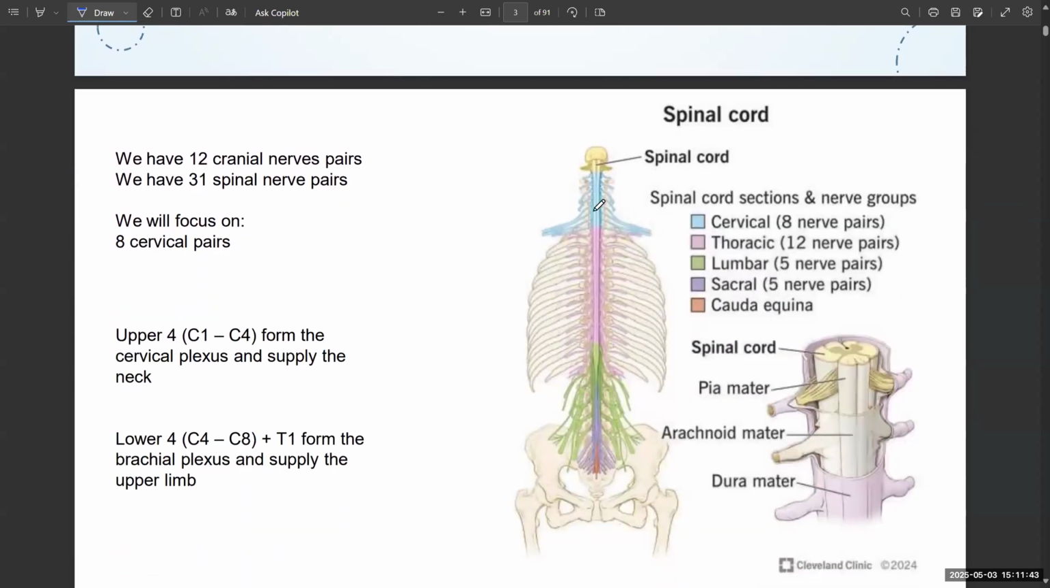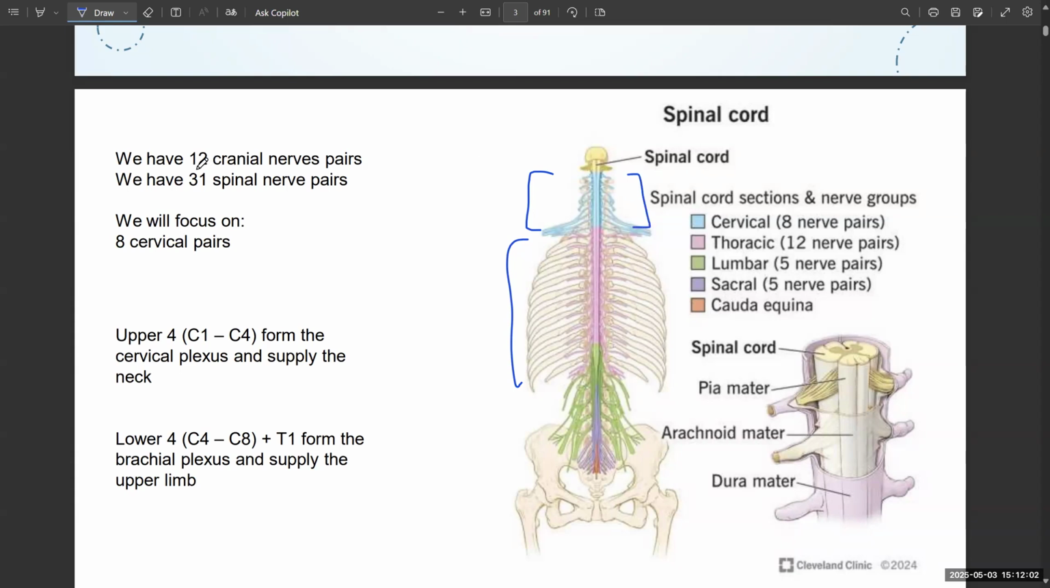This is the spinal cord, okay? And it's a long spinal cord. And here we can see the cervical section, we can see the thoracic section, we can see the lumbar, the green part, and then we can see the sacral. So what we're concerned about here is the cervical section, okay?